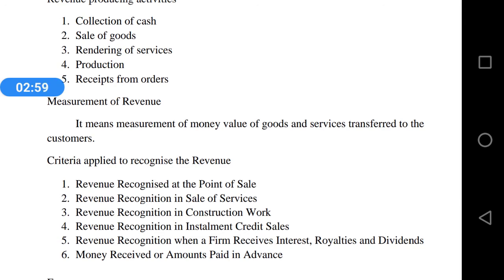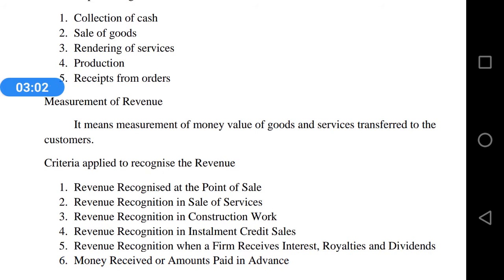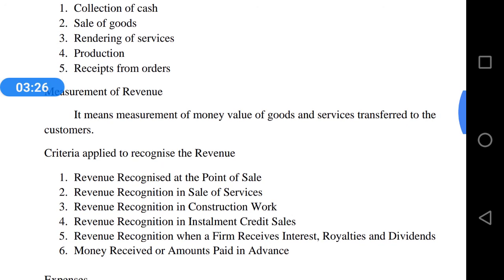So these all are the circumstances in which the revenues are to be recognized. Okay, at the time of point of sale, at the time of rendering of services, then during construction of work, or installment credit sales, and when firm receives revenue in terms of interest, dividend and royalty. Okay, or any amount received in advance. Okay, so these all are criteria applied to recognize the revenue.